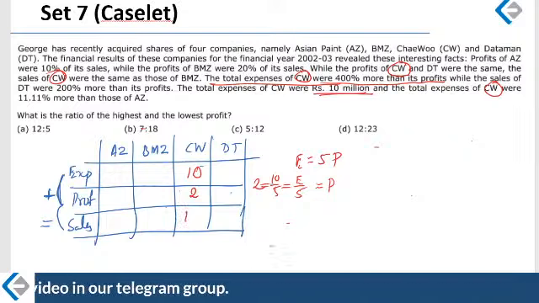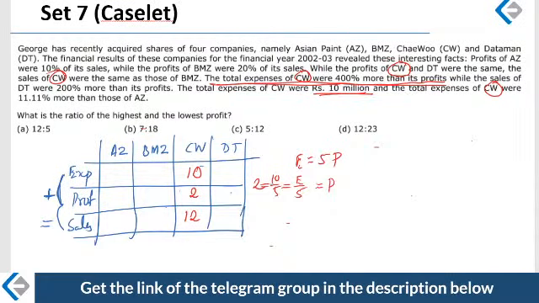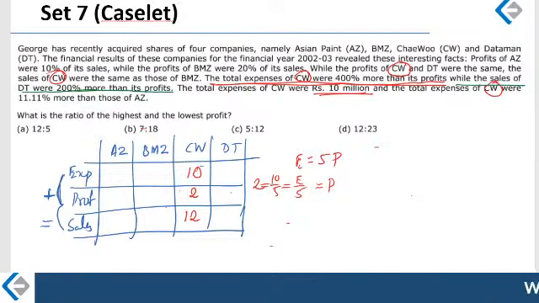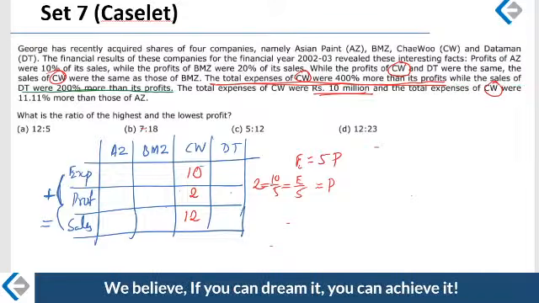Therefore, what were the sales? Therefore, 12. So for CW, you went to that particular one and you got that underlined statement. Now he's talking in continuation of this, while the sales of DT were 200% more than its profit. But do I have any idea about DT? Absolutely not. Therefore, leave it at this point in time. Don't worry, we'll come back to that statement later. Okay, so let's continue this statement as well.